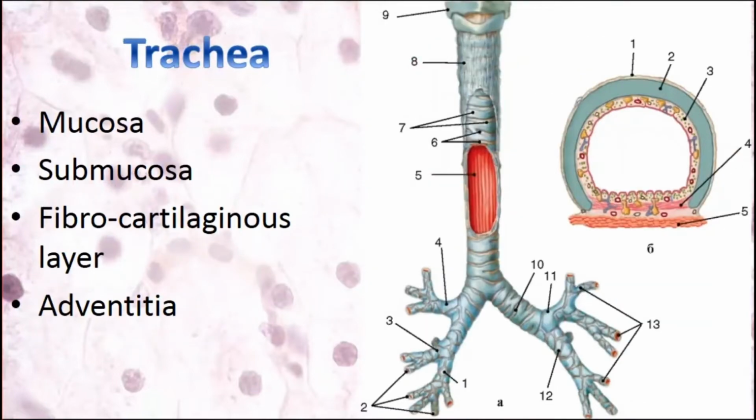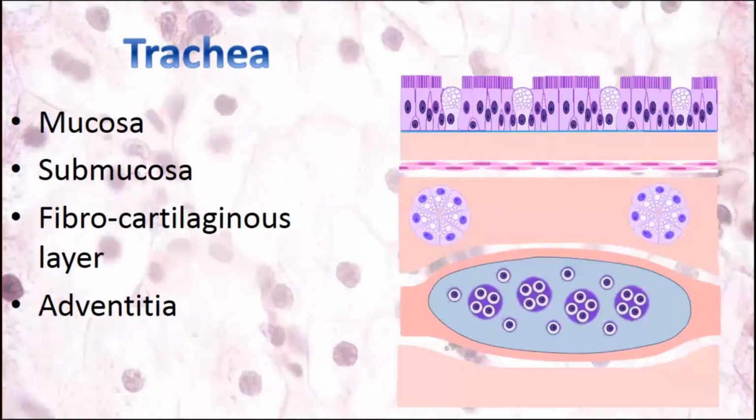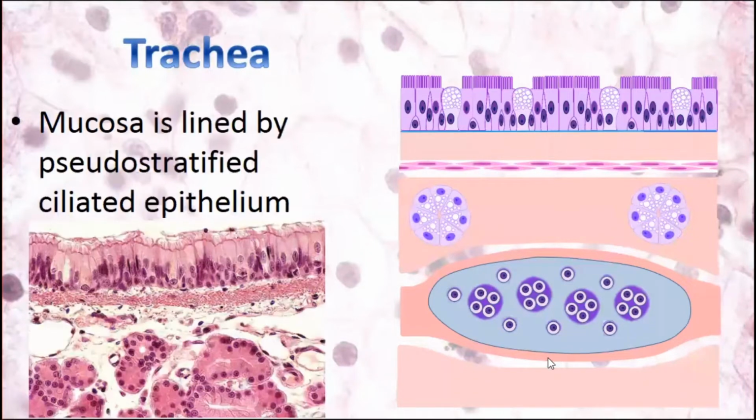The next organ of the respiratory tract is the trachea. The trachea has four membranes, typical for the respiratory tract: mucosa, submucosa, fibrocartilaginous layer, and adventitia. And now let's talk about features. What are the features of the trachea? First of all, mucosa is lined by pseudostratified ciliated epithelium. So it's a typical epithelium. Here we can see its appearance.